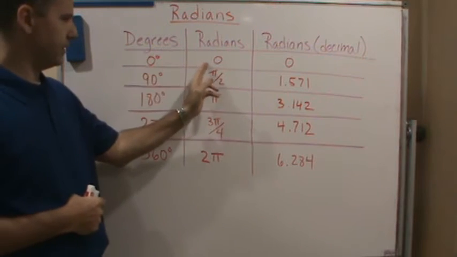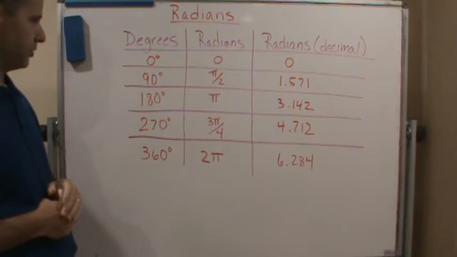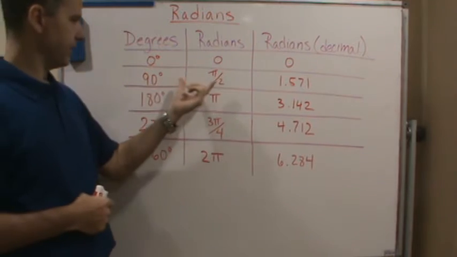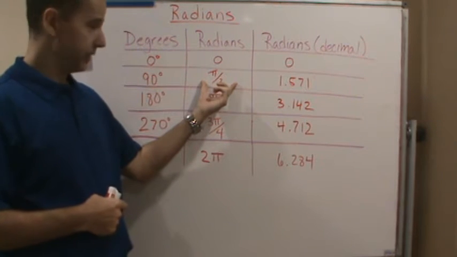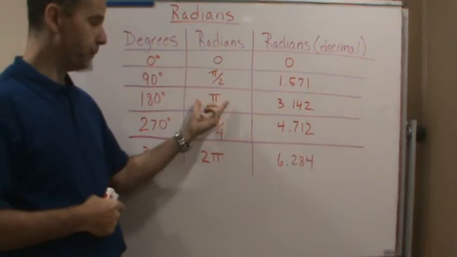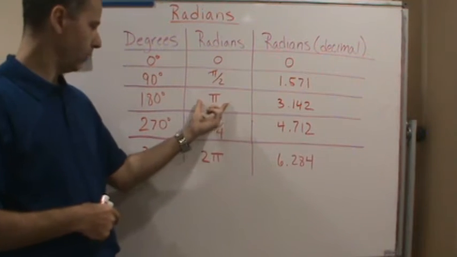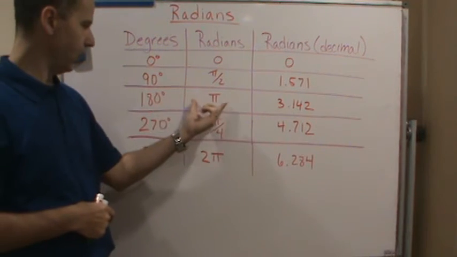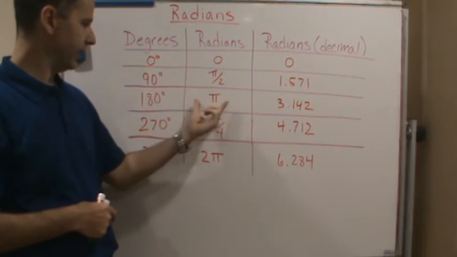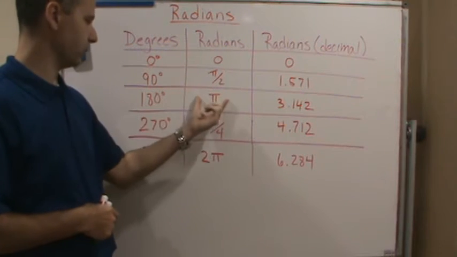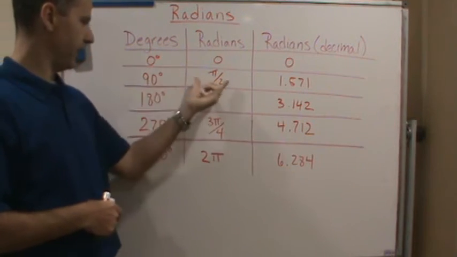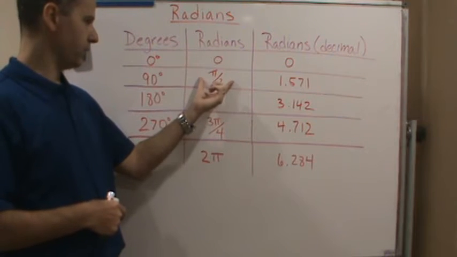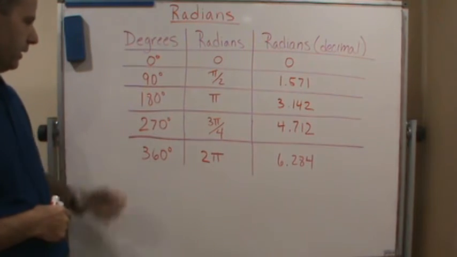So 0 is 0, right? So that doesn't change. 90 degrees is the same as pi over 2 radians. 180 degrees is pi radians, as you've seen before, right? So it's easy to get from 180 degrees equals pi radians to 90 degrees by just dividing by 2. You're just cutting the angle in half.